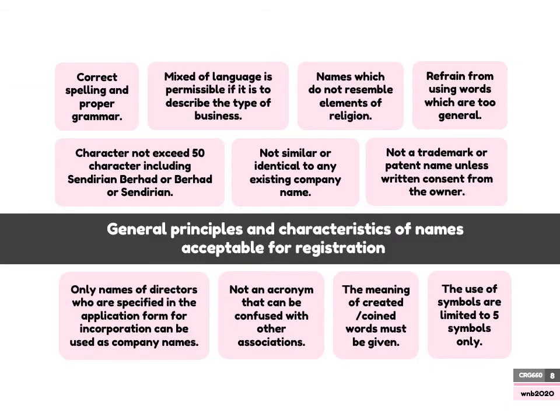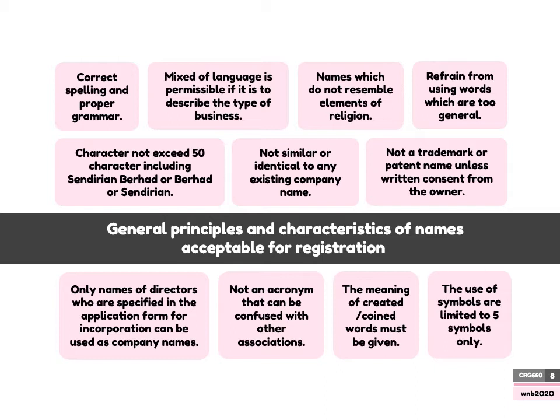Alright, yang ni I listkan beberapa general principle and characteristic of name acceptable for registration. Make sure you use correct spelling and proper grammar. Mix of language is permissible. Boleh campur Malay and English if it is to describe the types of business. Contoh, I nak buka business manufacturing. So, I nak letak nama Basirah Manufacturing Sdn Bhd.